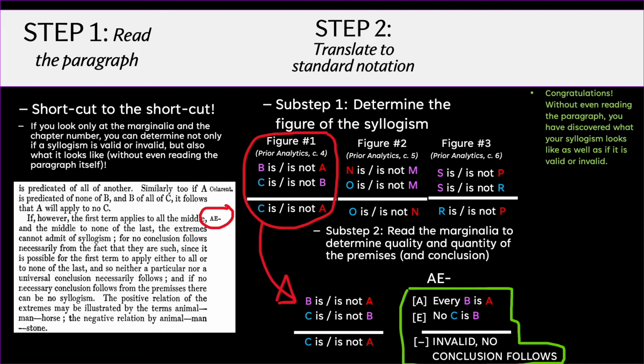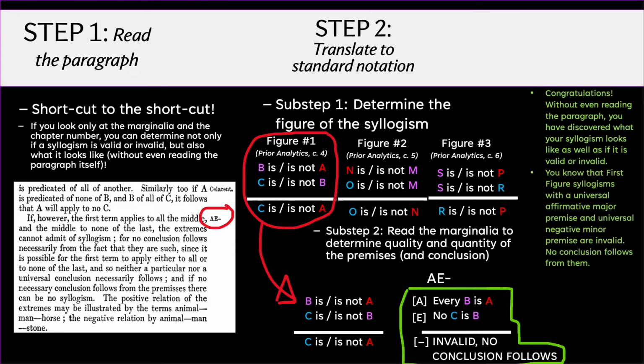Once again, congratulations. Without even reading the paragraph, you have discovered what your syllogism looks like, as well as if it is valid or invalid. You know that first figure syllogisms with a universal affirmative major premise and a universal negative minor premise are invalid. No conclusion follows from them. And you know all of this merely by knowing what chapter you're reading and reading the marginalia.